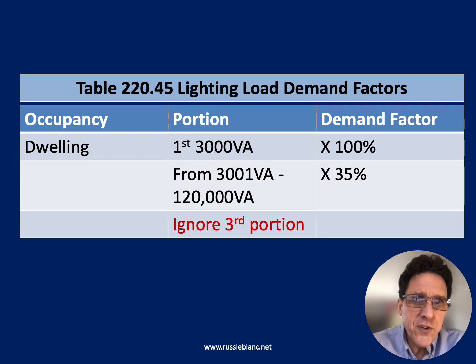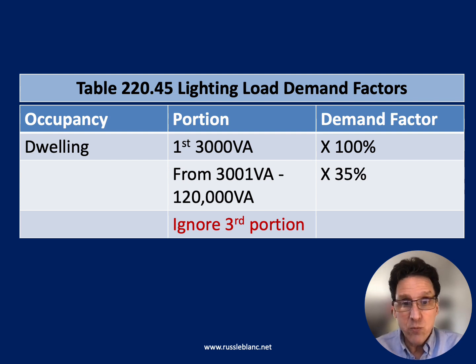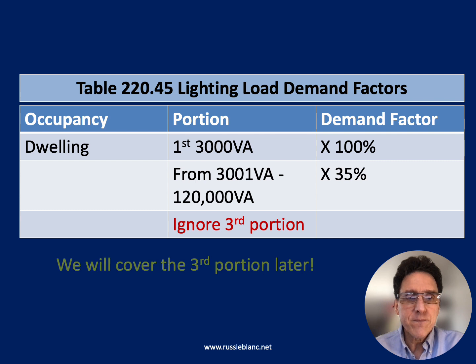For now, let's just ignore that third portion, right? We'll keep it simple. We'll just focus on portion one and portion two, and we'll worry about the third portion a little bit later. And I'll actually show you a shortcut that I think you'll find pretty easy to use. Some people have a difficult time when there's three portions, trying to figure out what numbers and which portions to multiply. So we're just going to forget the third portion for now, okay? We'll come back to that later. Just the first two portions.